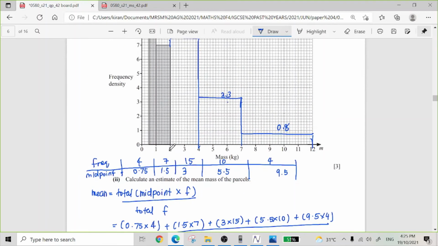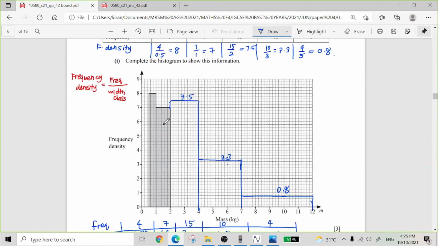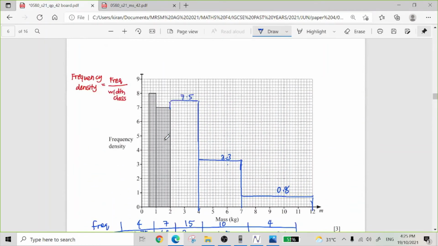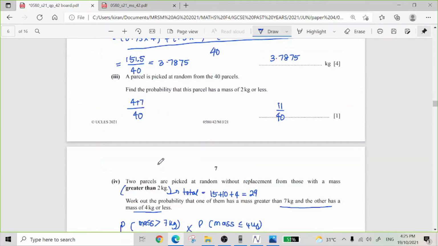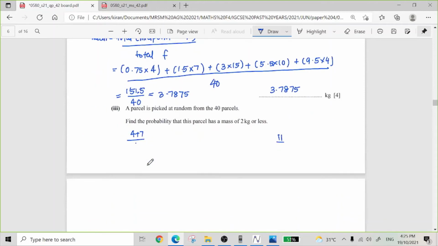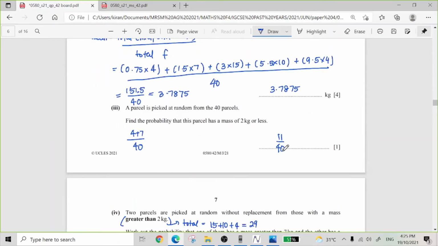So for the mass that is 2 kg or less, you can see from this part. Okay, and then the frequencies here are 11 and also 7 and 4. So that means 11 over 40 from the 40 parcels.